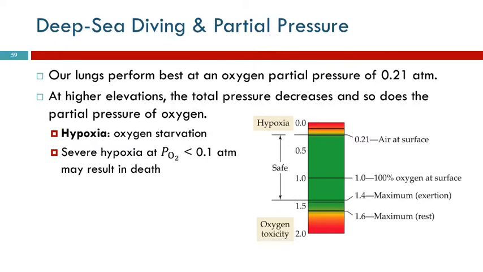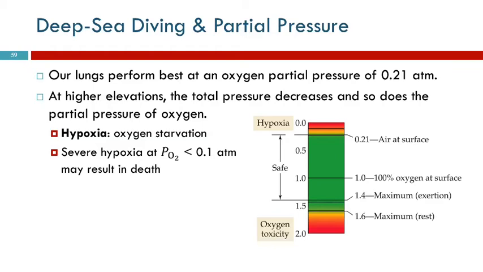We talked a little bit about scuba diving and how it's not good to hold your breath as you come up from scuba diving because your lungs could explode. It's also important to have the right mixture of gases in the scuba tank. Our lungs perform best at an oxygen partial pressure of 0.21 atmospheres. That corresponds to air at 1 atmosphere with a percent composition of 21% oxygen. That's the air we regularly breathe. Our bodies are accustomed to that. That works really great for us.